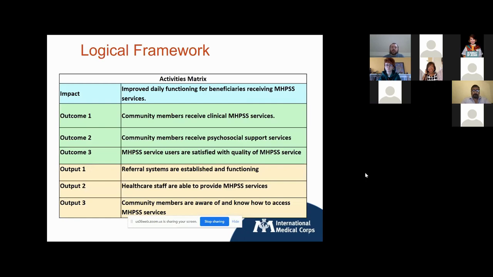Here we have the activities related to the impact, outcome, and outputs for this intervention. As you'll see here, they're very closely related to them. Each outcome or output in the logical framework does not need to have one corresponding activity, but can have multiple, as you will see here. Just to save on time, I won't go through each of these. I think they're very self-explanatory, but if you have any more questions, we can answer them at the end of the session.